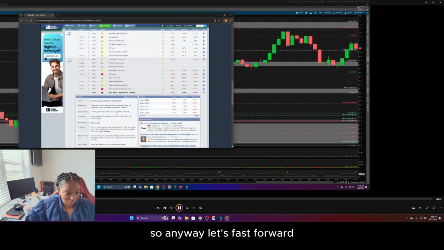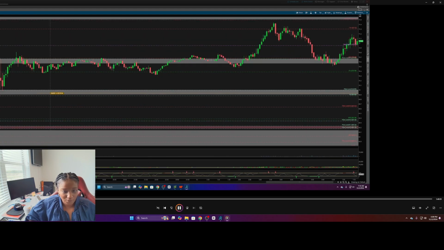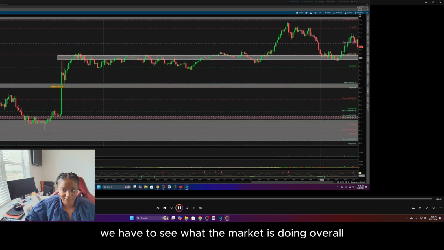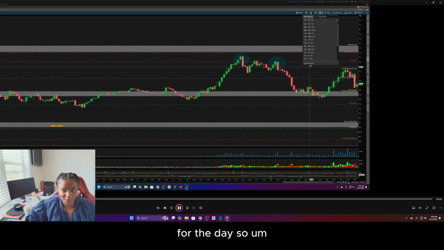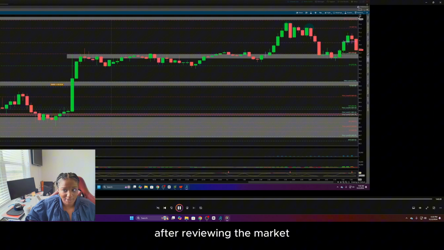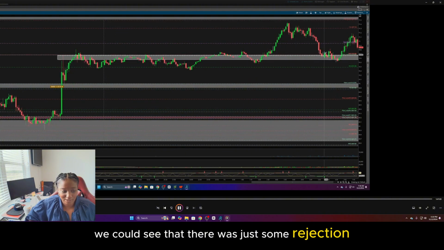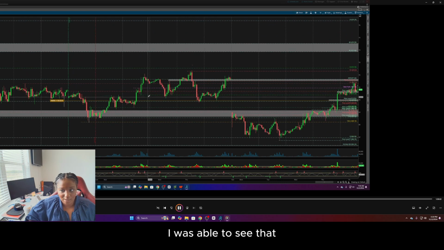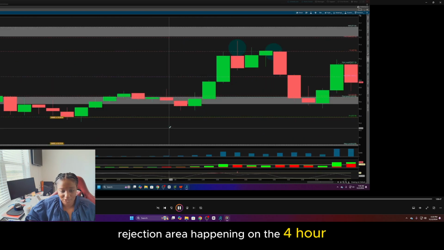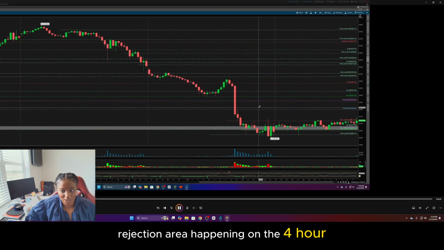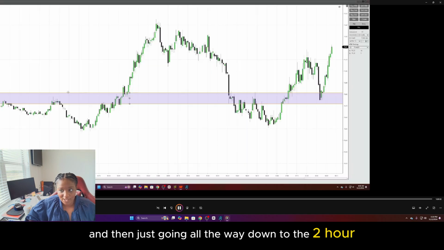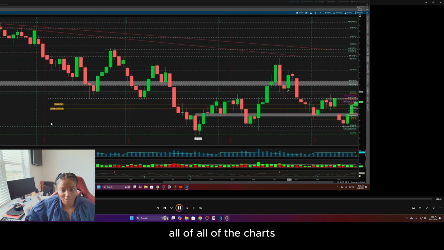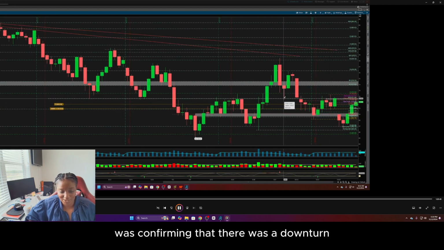So anyway, let's fast forward. Doing our top-down analysis, you know how we do. We have to see what the market is doing overall for the day. After reviewing the market, we could see that there was just some rejection happening. With the rejection, I was able to see that rejection area on the 4 hour, the 1 hour, and then going all the way down to the 5 minute. All of the charts were confirming that there was a downtrend.